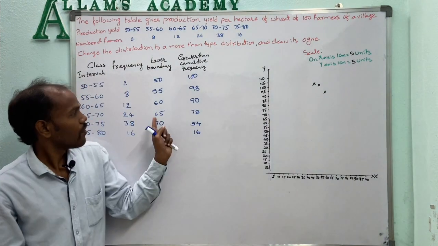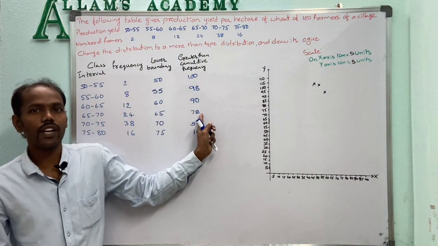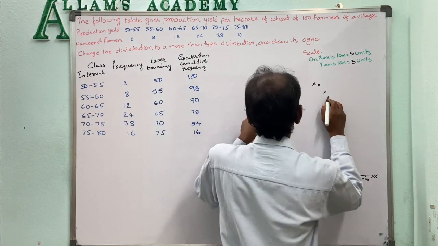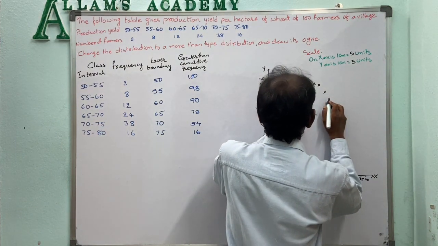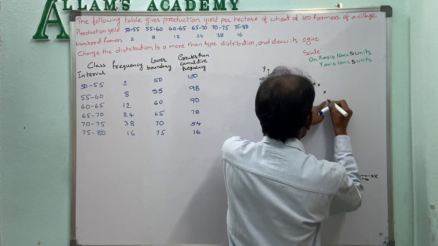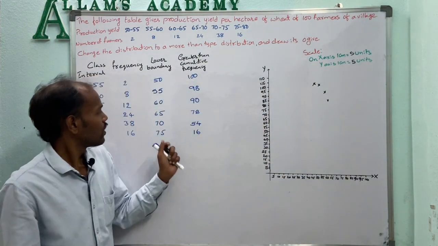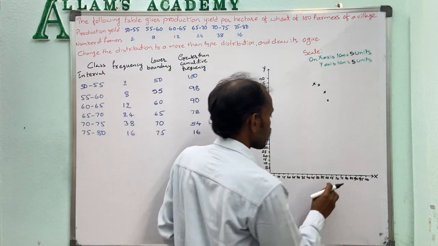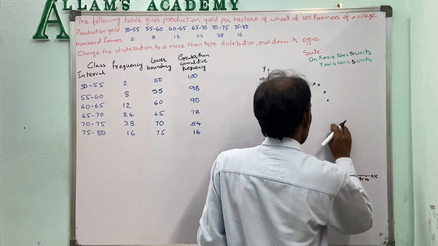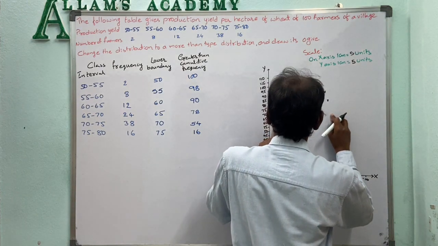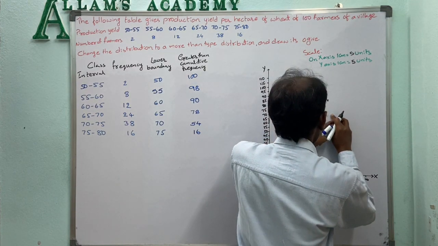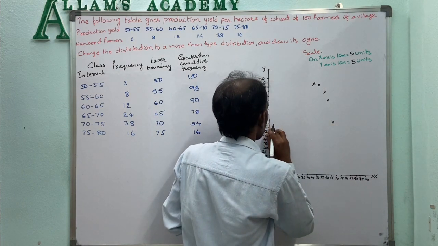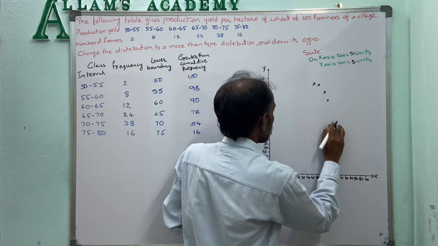Next, for that 65, the corresponding value is 78. Next, for that 70, the corresponding value is 54. So that 54 is here.